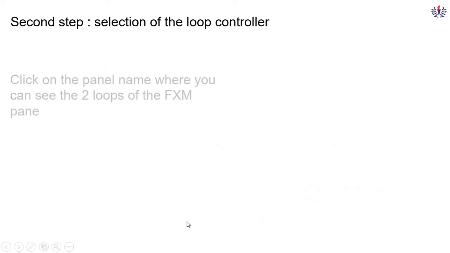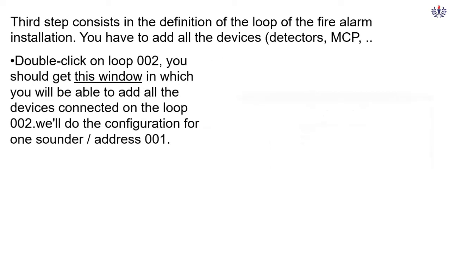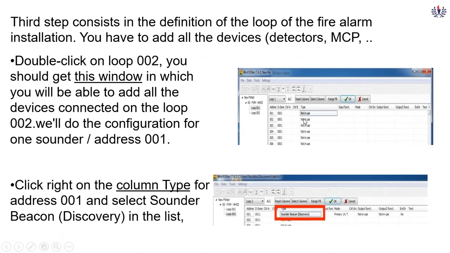Once that is done, we can go for the loop controllers. As we have already created the loop 1 and loop 2, they will be displayed here. In each loop we have to configure the device as per the application requirement. So our application requirement is loop 1. We are going to click on loop 1 and configure it here as per the application requirements.